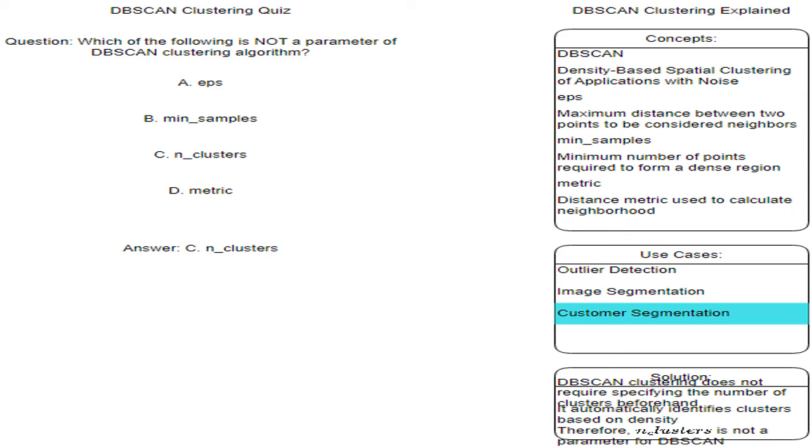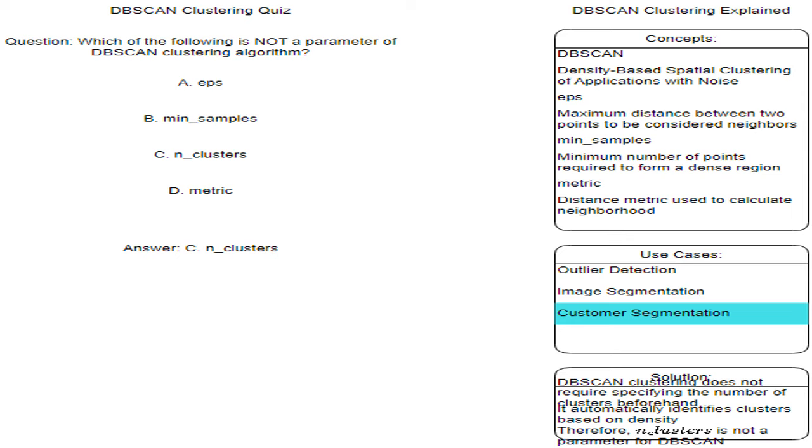Neighborhood. A data point is considered a neighbor to another point if the distance between them is less than or equal to eps, 2 in this case. For example, (1, 2) and (2, 3) are neighbors, while (1, 2) and (7, 8) are not.